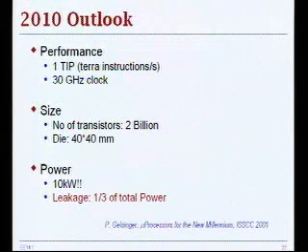Now, where is this all leading to? By 2010, if you just keep doing everything as usual, you will have, in terms of performance, machines that go with 1 tera instructions per second and run at 30 gigahertz clocks. We would be able to integrate about 2 to 3 billion transistors on a single die, that would be 40 millimeters on a side. And the power will be in the kilowatt range if we keep doing this as we did in the past, but it's not really going to happen. Something will change by then. And the leakage power is becoming a really important factor over here.